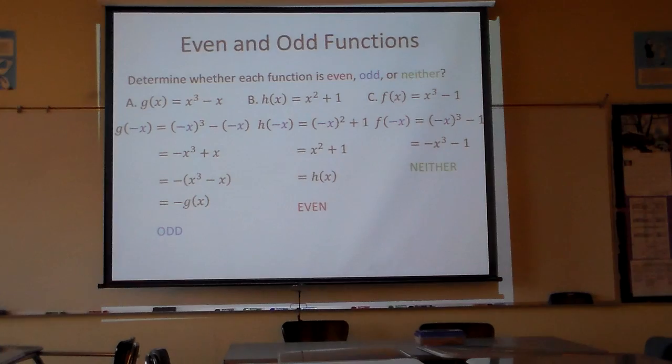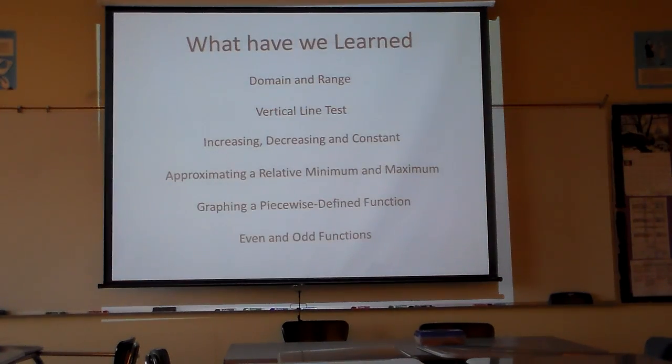All right? So what have we learned today? Domain and range, the vertical line test, increasing, decreasing, and constant. Don't forget, parentheses only, approximating relative minimum and maximum. That's second calculate, option 3 and 4. We learned how to graph a piecewise function, and we learned about even and odd functions.